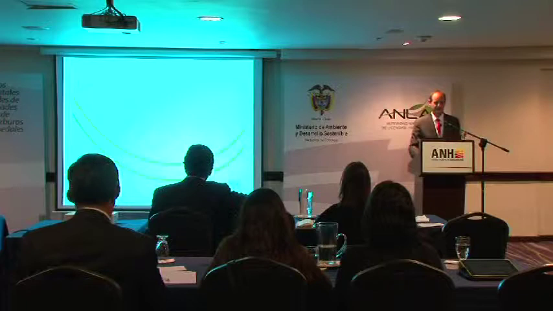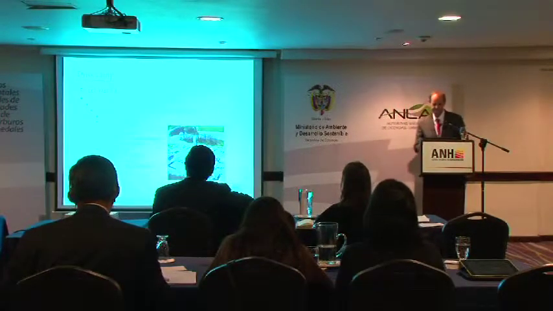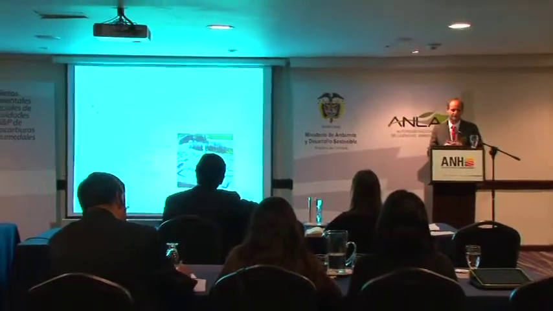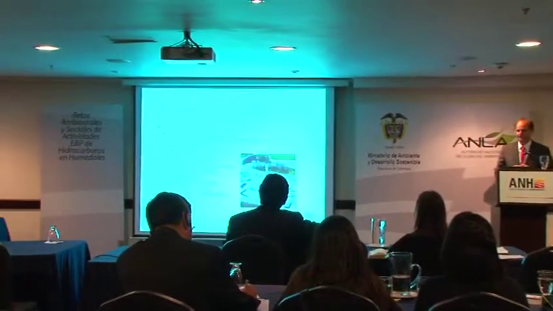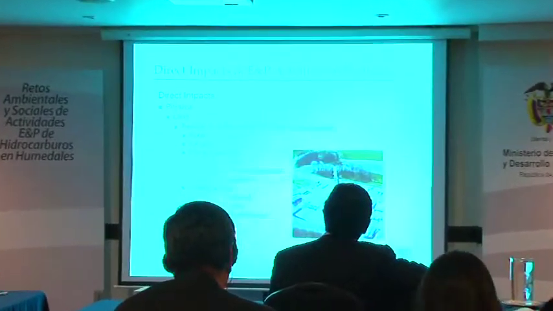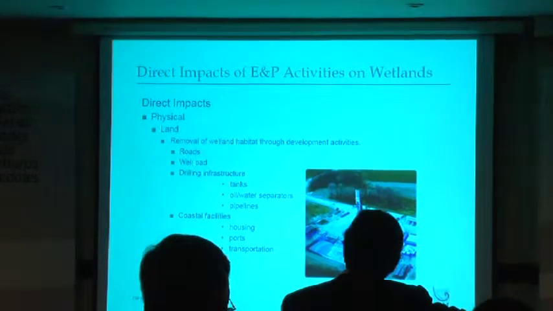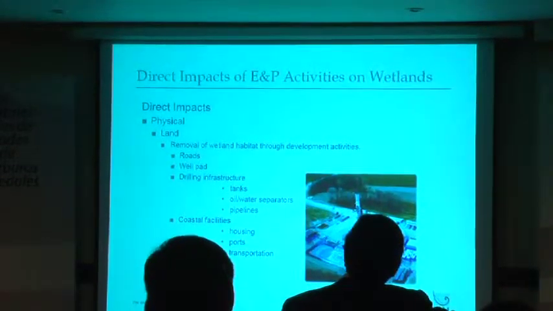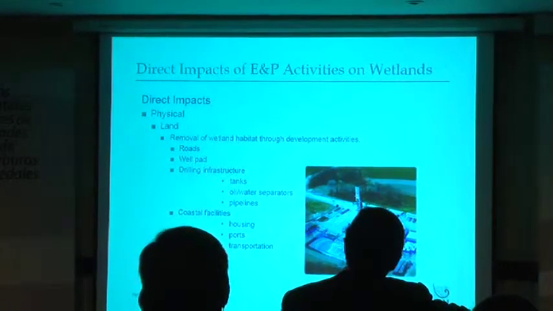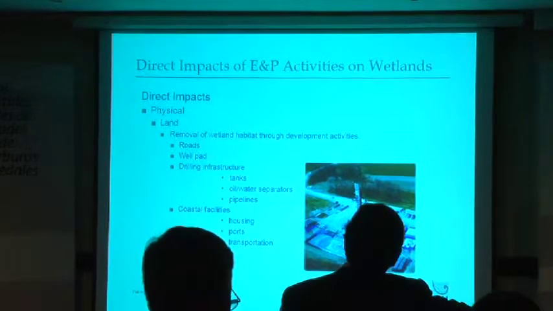So let's talk about direct impacts first. I like those because, like I said, they're easy. Some of the direct impacts that we would see for an exploration and production activity in a wetland, the primary one is the physical impact. There's going to be a physical land impact from the process of the development. There's going to be some level of removal of the wetland habitat through the developmental activities itself: the building of the roads to get in, the building of the well pads.